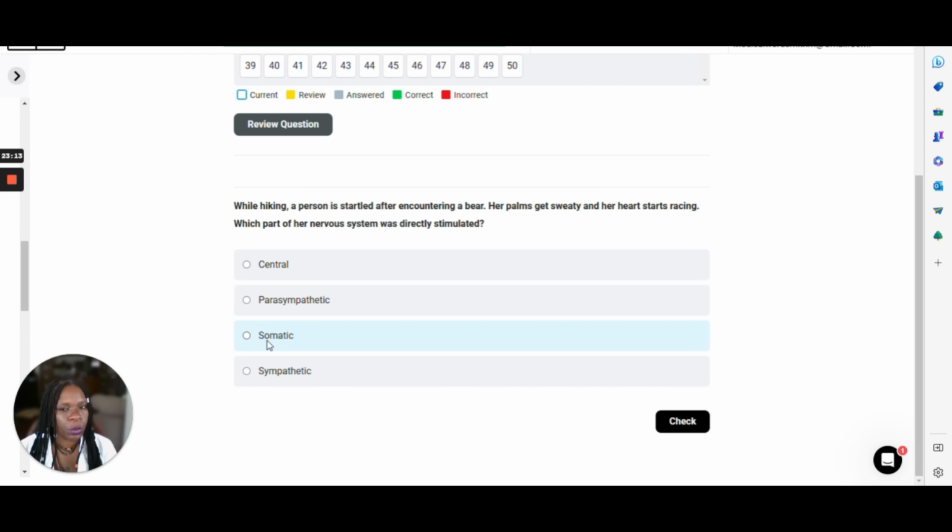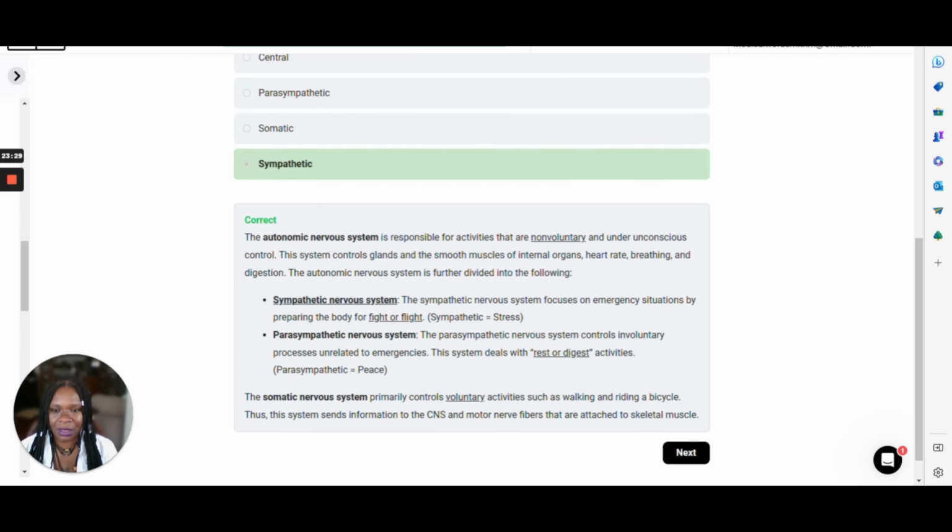So right away, I know we're going to eliminate central and somatic. And my 2 choices I'm left with are going to be parasympathetic or sympathetic nervous system. So you guys, we're going to go with sympathetic, and here is why. The autonomic nervous system is responsible for activities that are non-voluntary and under unconscious control. This system controls glands and the smooth muscles of the internal organs, heart rate, breathing, and digestion.